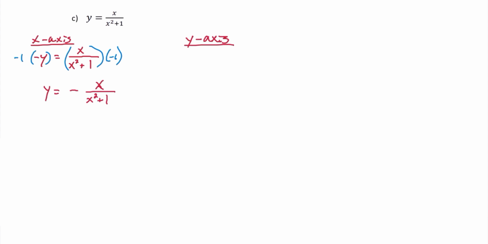To test the y-axis symmetry, we replace all of the x's with negative x. Simplifying this, we get y equals negative x over x squared plus 1, which is not equivalent to the original, so we do not have symmetry about the y-axis. Let's test the origin.